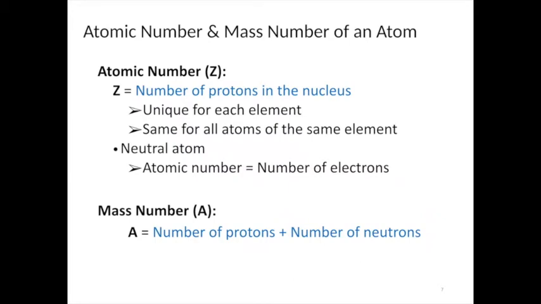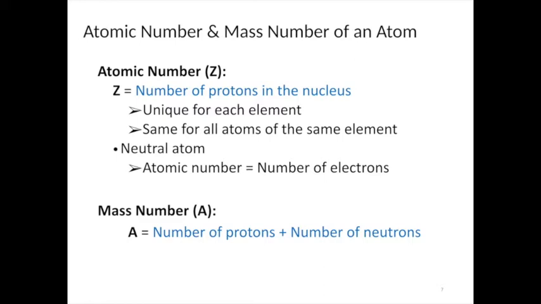So the atomic number is represented by the letter Z. And the atomic number is just the number of protons that are in the nucleus of the atom. So this is actually unique for each element. So if you have a periodic table, grab that real quick. If you look at the numbers, it's usually the largest number on the periodic table. It's the number located above the symbol in the periodic table.